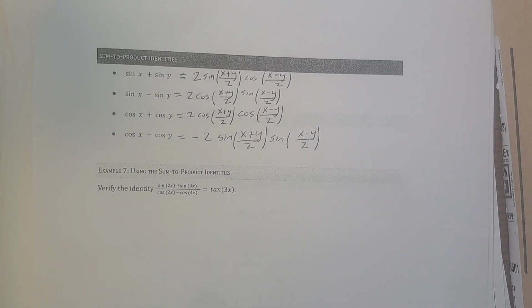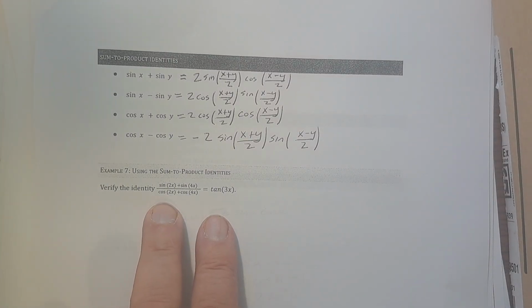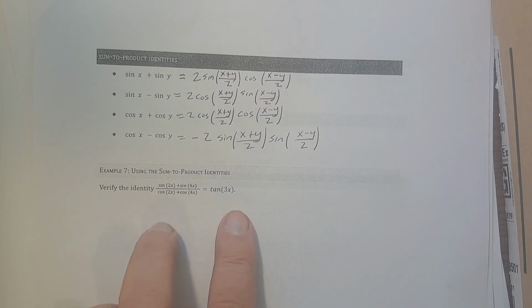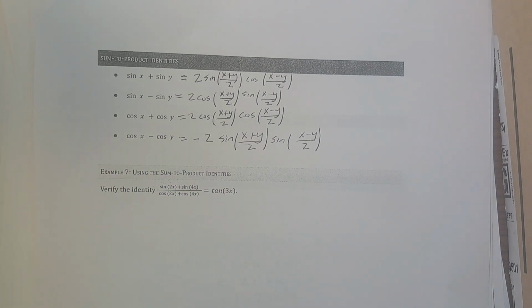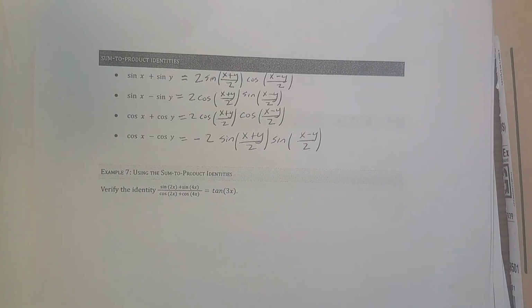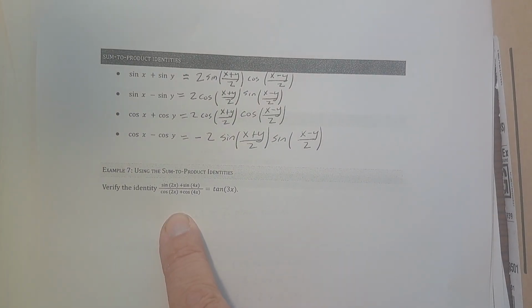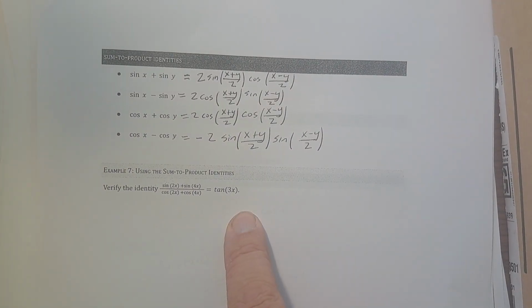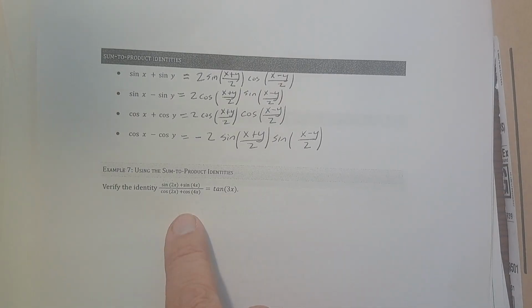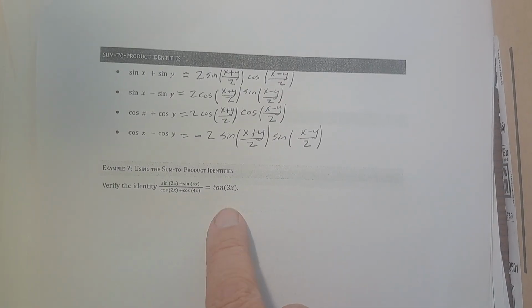So we're supposed to verify that these two are equal to each other. And of course, they have different angles. So it'd be simpler to simplify this one to make it look like that one than to make this one look like something more complicated. So we're going to start with the complicated one, trying to make it look simple.